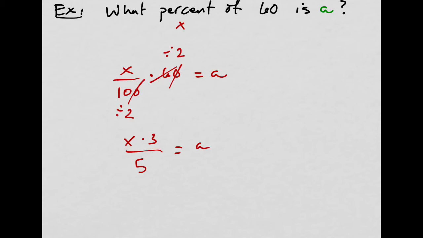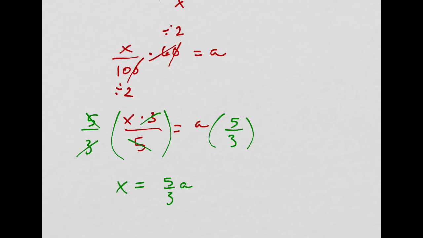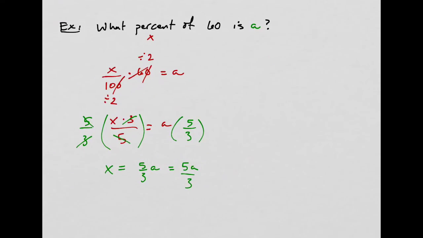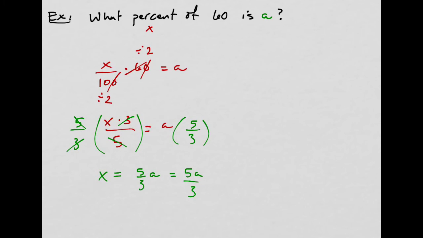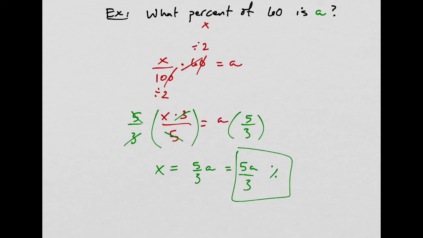And here's another part for fractions. You can multiply by the reciprocal, and that will cancel out. So I'm multiplying by the reciprocal. So x equals 5 over 3 times a, which is the same thing as 5a over 3. So it's saying what percent of 60 is a? It's this percent, which is a weird thing. We don't really know what this means until we actually put in numbers, but it's a really simple way of solving it. You just translate the words.